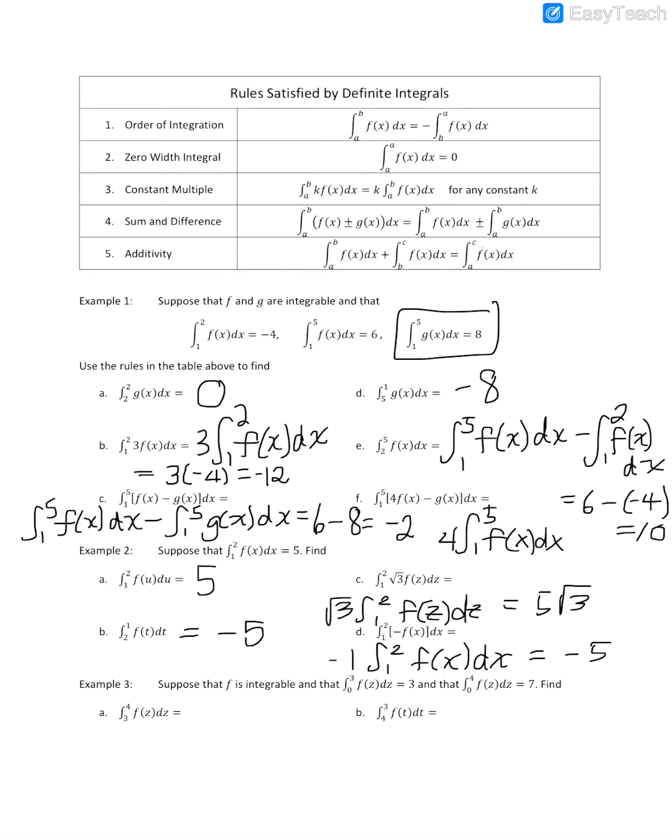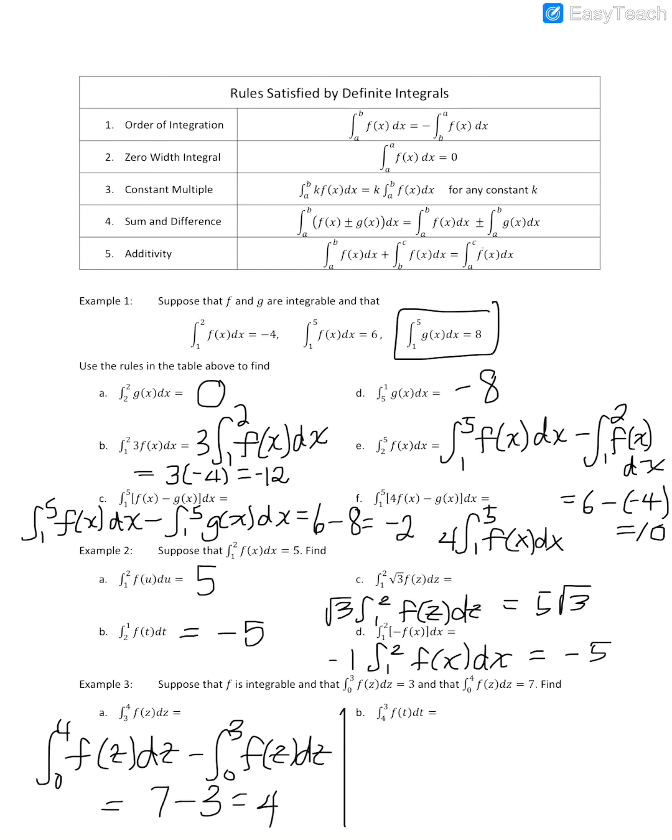All right, last one here, example 3. We have the integral from 0 to 3 of f of z dz equals 3. The integral from 0 to 4 of f of z dz is 7. Okay, so let's look at the first one. They want us to go from 3 to 4. So what I'm going to do is go 0 to 4 minus 0 to 3, and that will give me just the 3 to 4 that I want. So this would be 7 minus 3, which is 4.